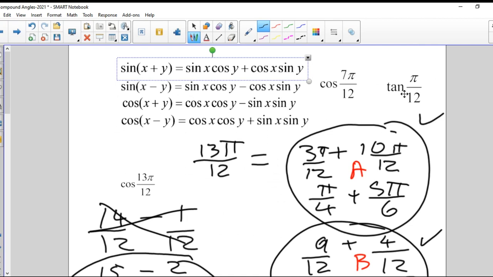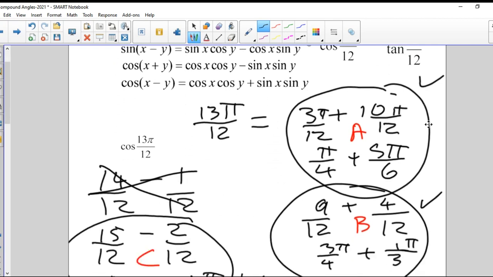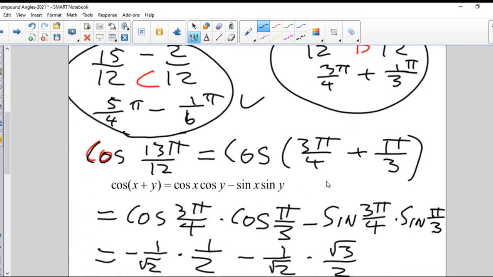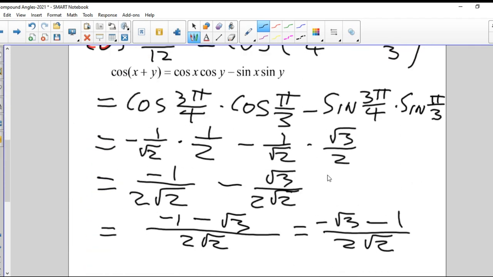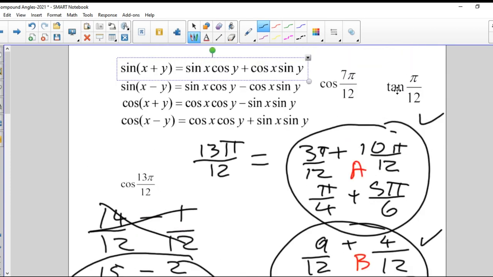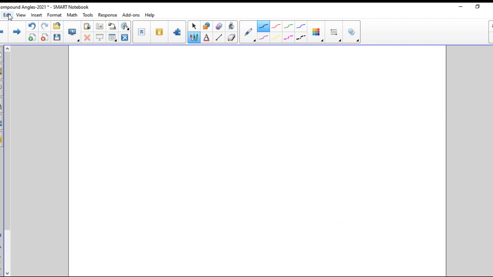We have this tan of pi over 12. Okay. I don't see the other. I know I had another one in there somewhere, but I can't find it. So we'll do that one. So let me take you back now. Let me copy this onto a new page. And let's talk about how we're going to do this. So let's copy that.